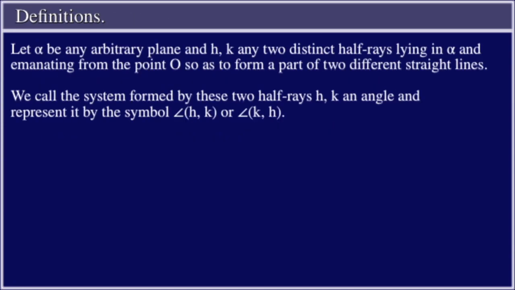Definitions: let alpha be an arbitrary plane, and h and k any 2 distinct half-rays lying in alpha and emanating from the same point O, so as to form a part of 2 different straight lines. We call the system formed by these 2 half-rays h and k an angle, and may represent it by the symbol angle (h, k), or angle (k, h).